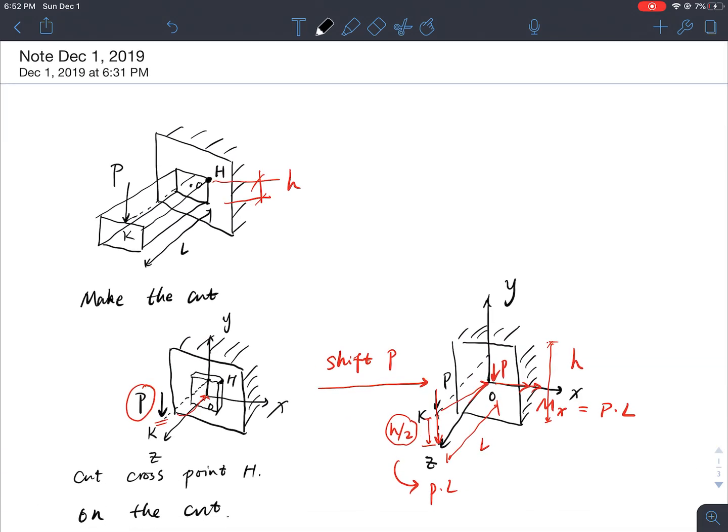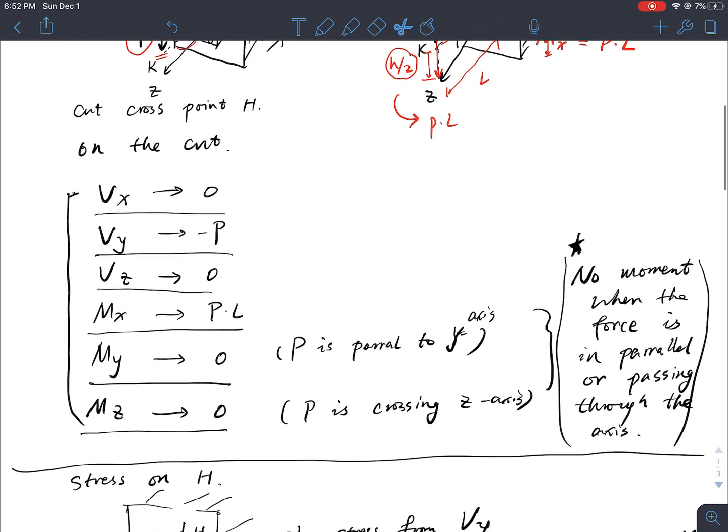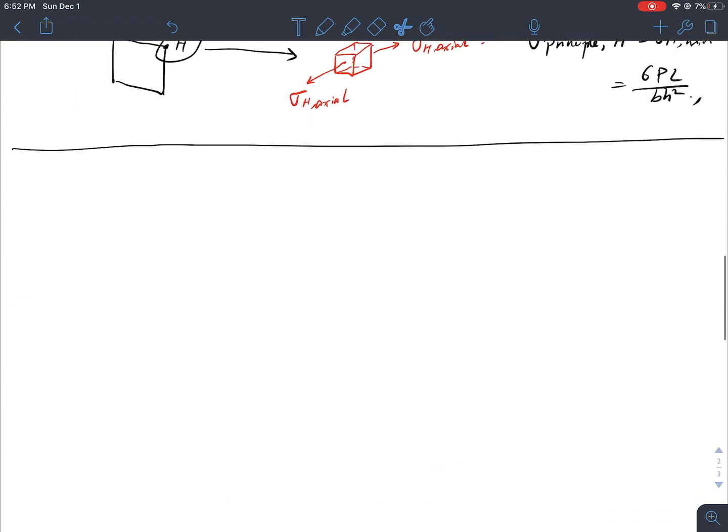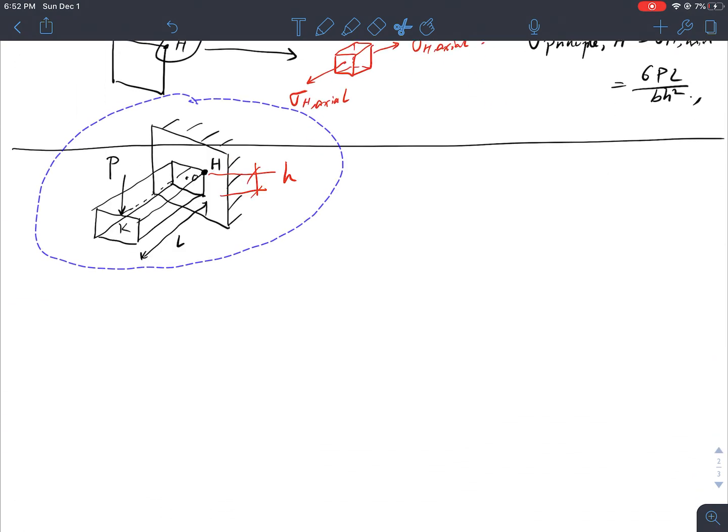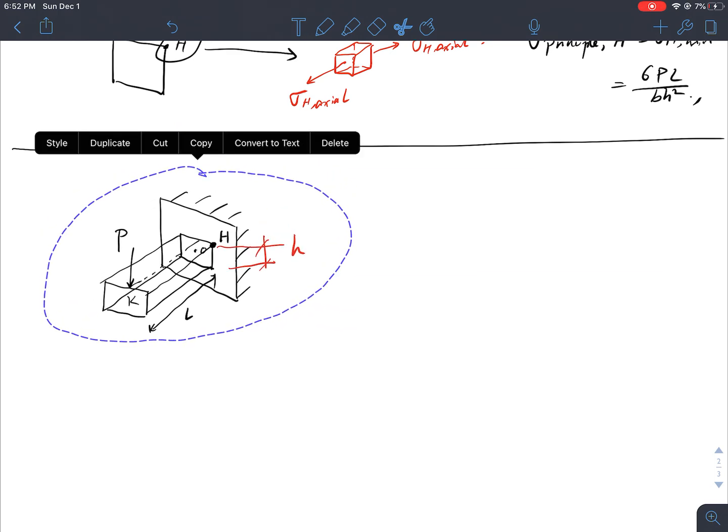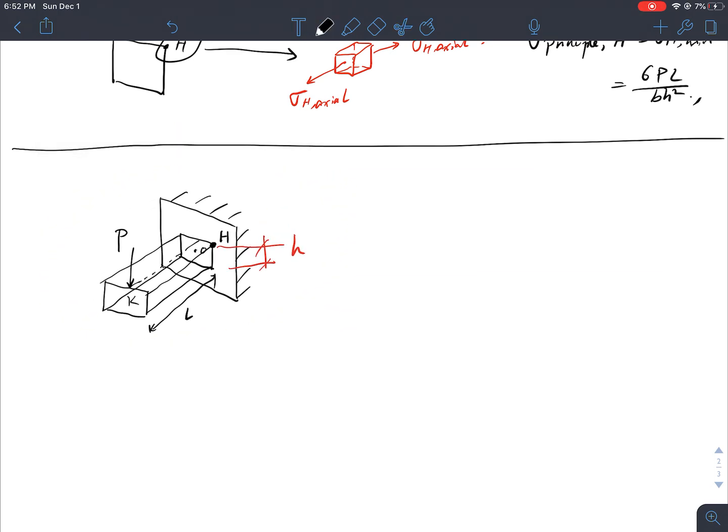All right, let's go back and take a look at this case. I'm going to circle this, copy it and paste it here. Now let's say I don't want to find the stresses at H anymore. I want to find stresses at J, right in the middle of the cross section here. So, stress at J.